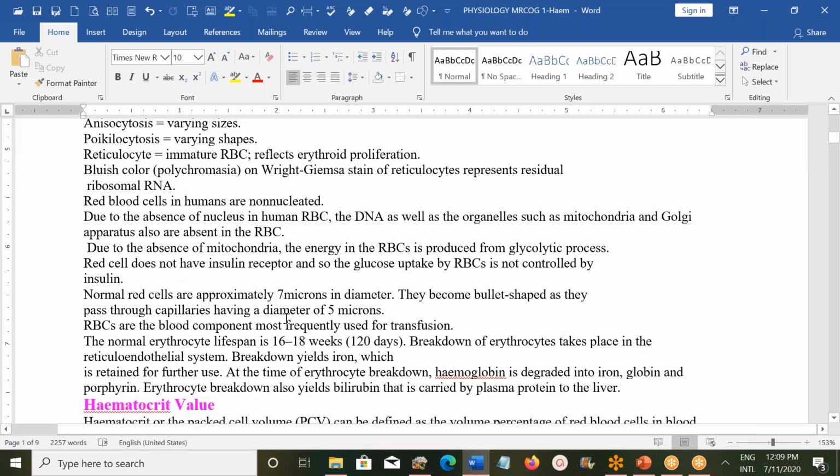Normal red cells appear approximately 7 microns in diameter, and they become bullet shaped as they pass through the capillaries, which have a diameter of 5 or 6 microns. RBCs are the blood component which is most frequently used for blood transfusion. The normal erythrocyte lifespan is 16 to 18 weeks or 120 days, and breakdown of erythrocytes takes place in the reticuloendothelial system. Breakdown will yield iron, and this iron is recirculated, reabsorbed for further use.